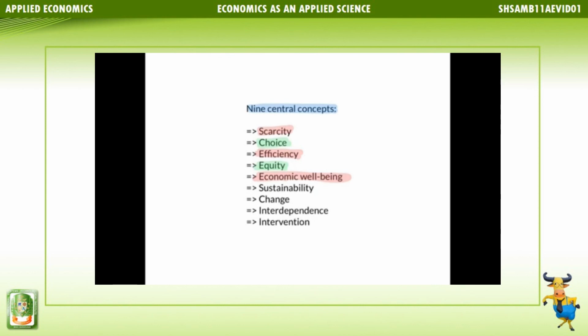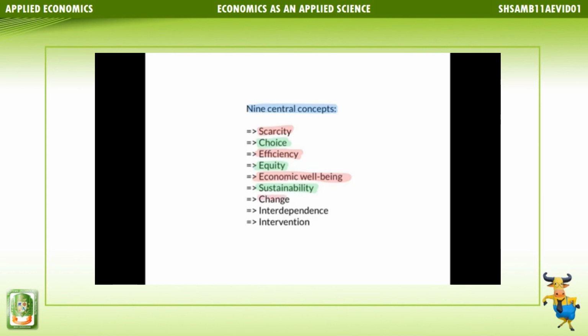Economists are also interested in studying sustainability. Because resources are scarce and some resources are non-renewable, you have to balance between meeting the needs of the current generation and still allowing future generations to meet their needs. If you are using resources at a rate where future generations will not have access to these resources, you are using the resources unsustainably. So economists are interested in studying sustainability.